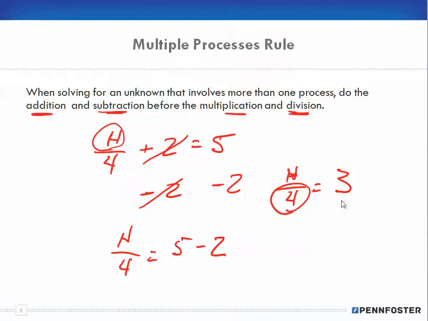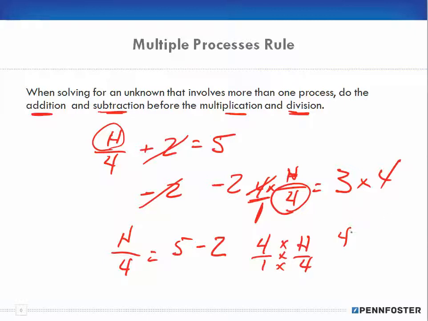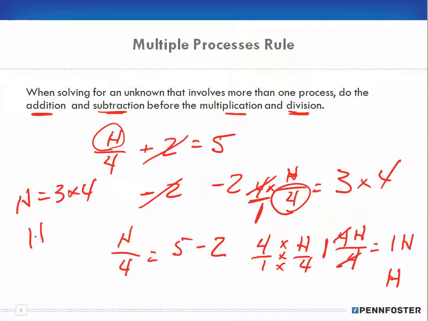You see how you're just using these rules, and you have to know which ones to use in which spot. I have h over 4, which means division, so now I need to multiply by 4, and what I do on one side, I do on the other. So 4 times h over 4 is equal to 3 times 4. Remember, this is 4 over 1 times h over 4. I multiply the numerators and the denominators, so I end up with 4h over 4, and since I have 4 in the numerator and 4 in the denominator, they cancel each other out because that becomes 1, which is equal to 1h, or just the letter h. So h is equal to 3 times 4, and then h is equal to 12.